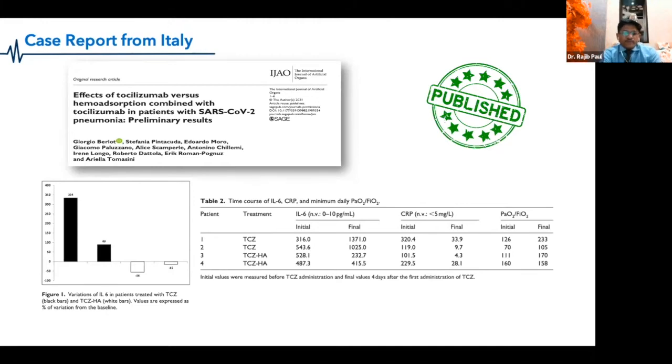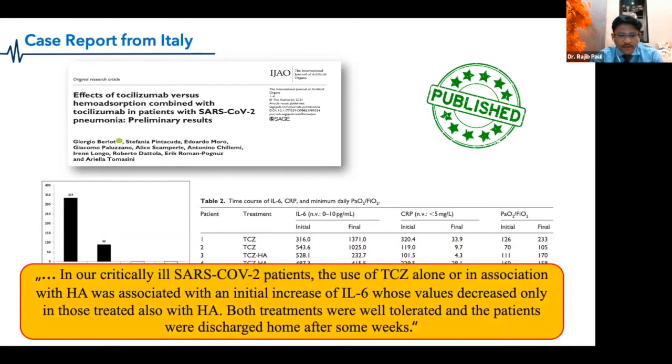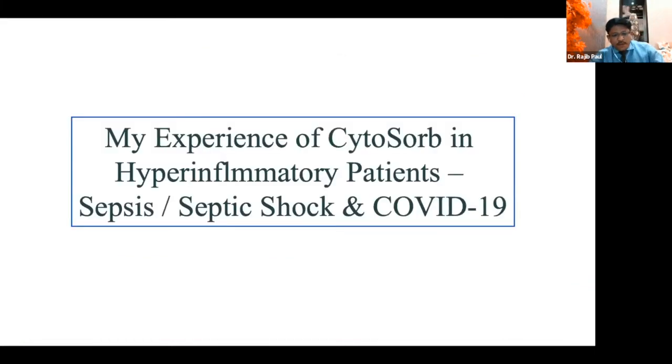A case report from Italy of 4 patients compared tocilizumab versus tocilizumab with hemadsorption with Cytosorb. In all these patients, IL-6 remained significantly elevated after tocilizumab. However, when they combined tocilizumab with hemadsorption, IL-6 levels came down significantly. At the end of 7 days of tocilizumab, the IL-6 still remained elevated in the subgroup who had tocilizumab only, but it was less in the subgroup who had tocilizumab plus hemadsorption. Both treatments were well tolerated, and all the patients were discharged home after some weeks. This was the international experience.